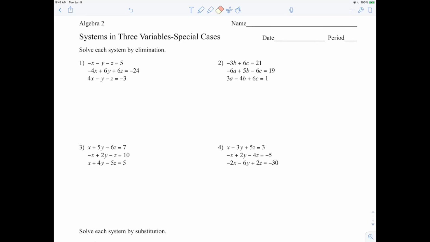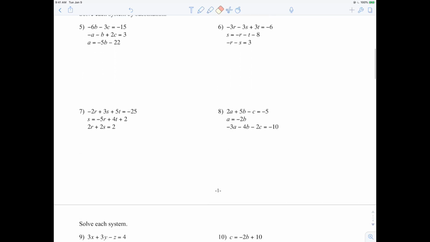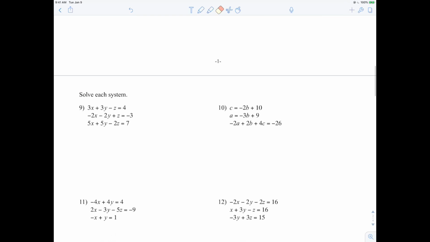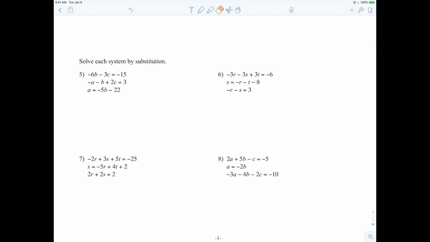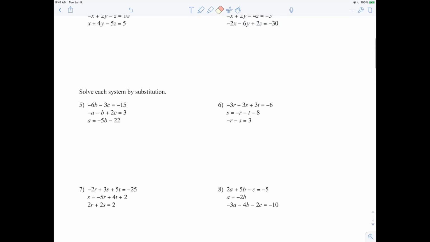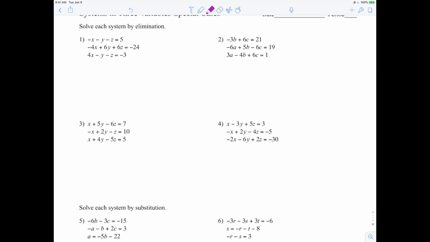Solving special cases of systems in 3 variables. Each set has a couple of examples of special cases of these 3 variable systems, and there are different instructions for each set, and then you'll have to choose in the other practice problems. But notice that some you'll want to eliminate and some you'll want to do substitution. And I'm going to do one example of each, number 1 and number 6.